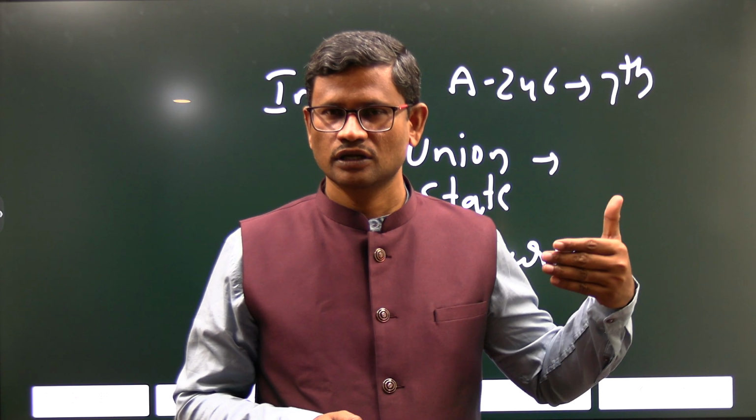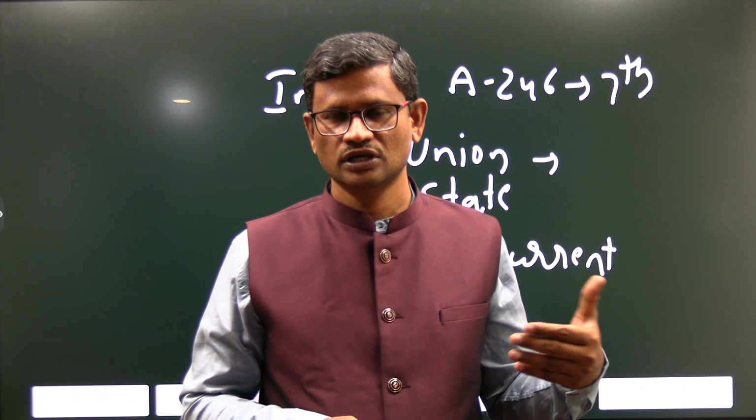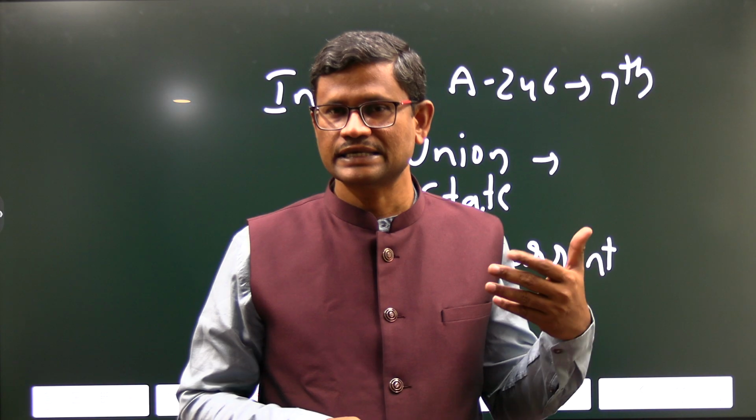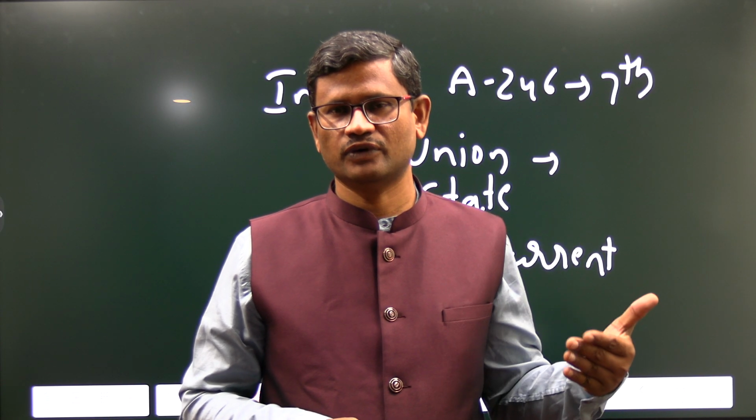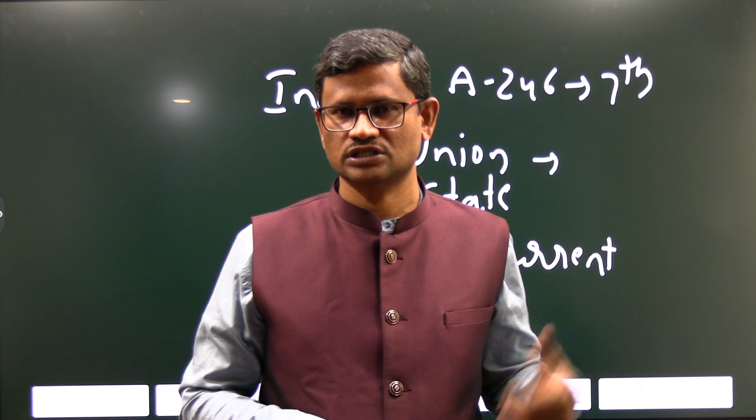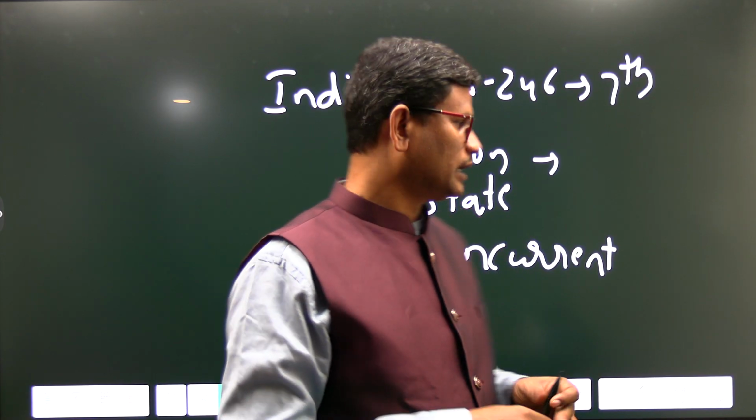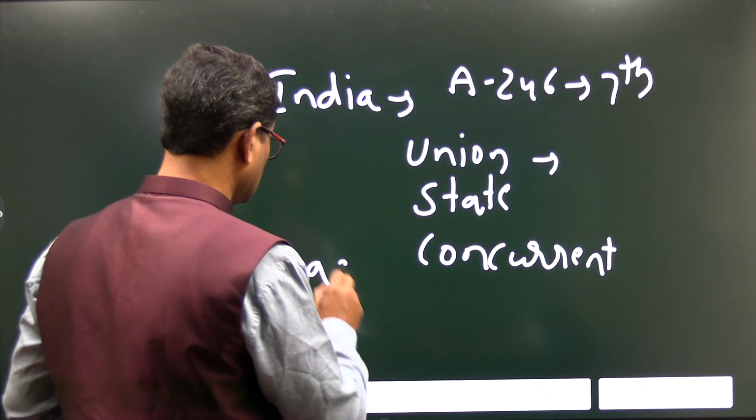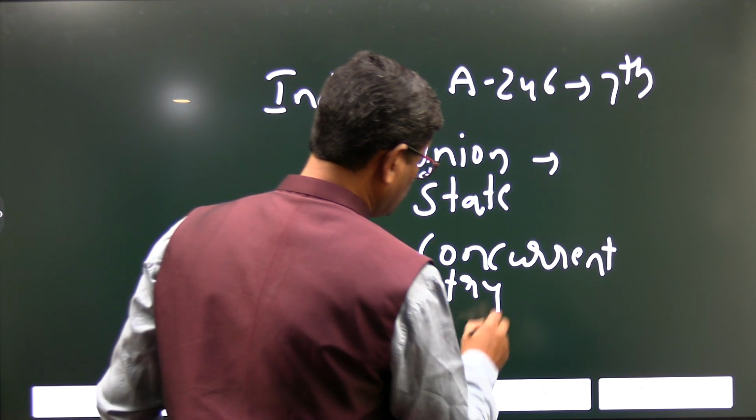So broadly, as per the 7th schedule of the Indian Constitution, as per Article 246, the Constitution of India is symmetrical. All the 28 states enjoy equal powers with respect to all the 59 items in the state list. But the Constitution of India also contains asymmetry. Then what do you mean by asymmetry?